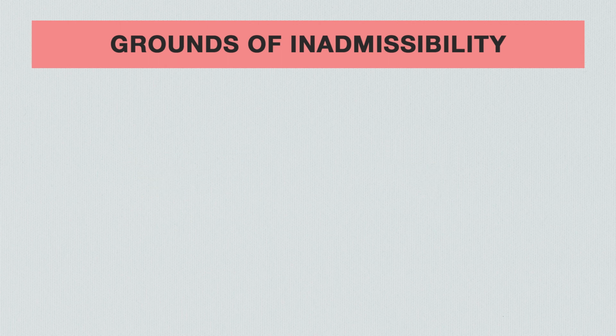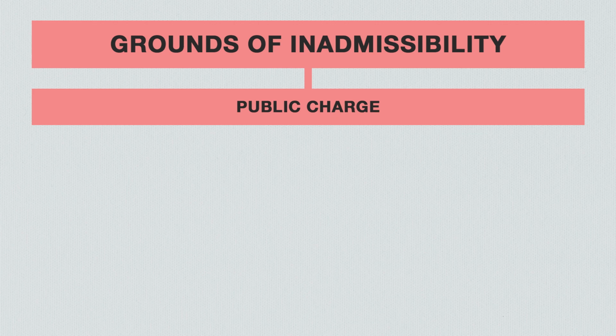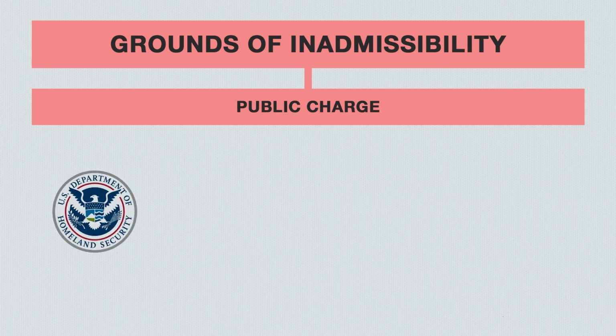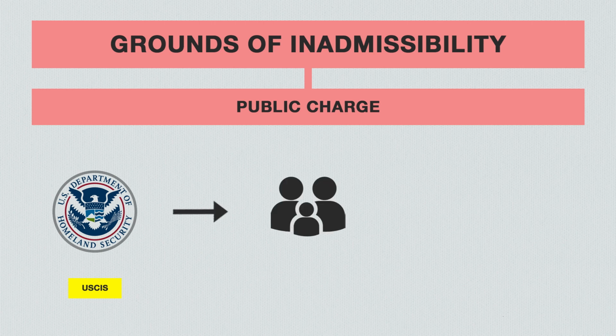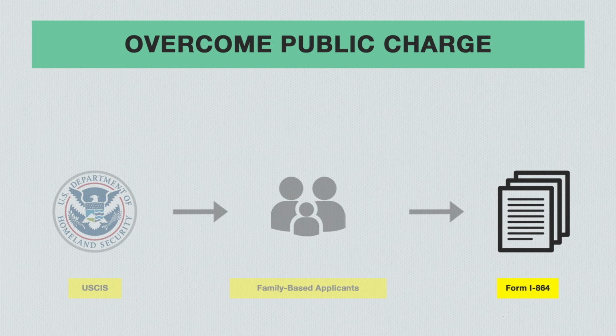Grounds of inadmissibility are basically criteria that can exclude certain people from being admitted as permanent residents. As a green card applicant, you must show that these criteria do not exclude you. Public charge is one of these grounds of inadmissibility. U.S. Citizenship and Immigration Services, also known as USCIS, requires virtually all family-based green card applicants to submit Form I-864, Affidavit of Support. Under current guidance, Form I-864 is typically sufficient to overcome the public charge ground of inadmissibility. Therefore, it's an essential part of the process.